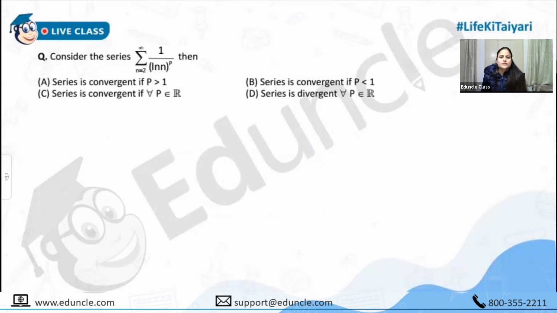Let's move to the next question. Wow, next question also containing ln. Let's go, considering this series. Okay, so we need to find here values of p for which this series is convergent or divergent and so on.